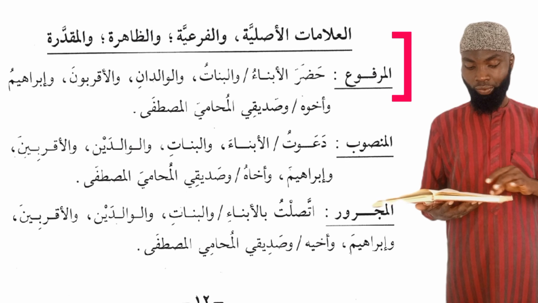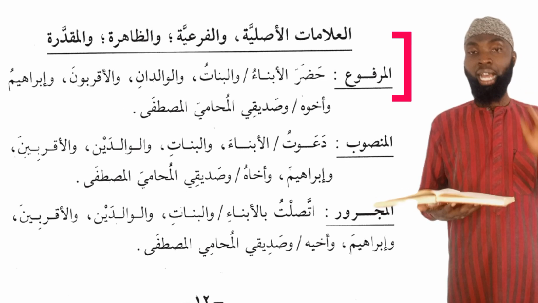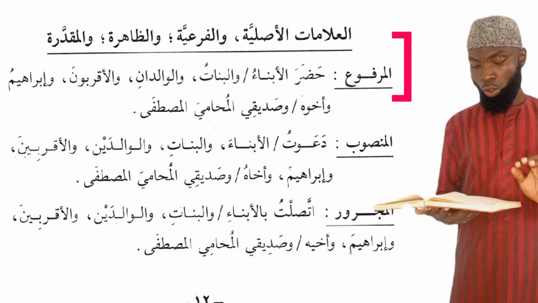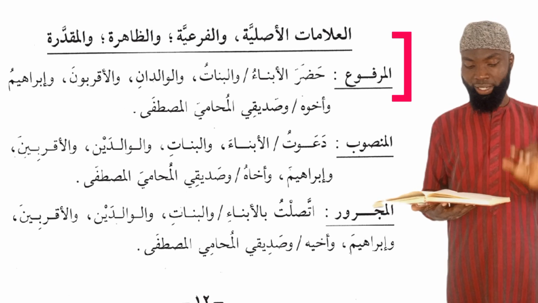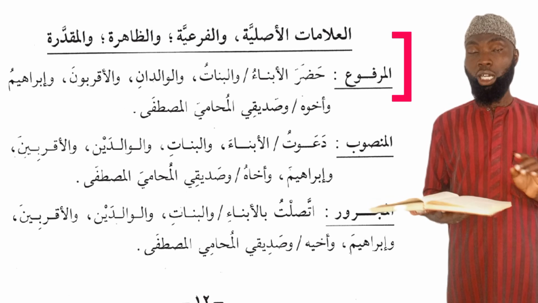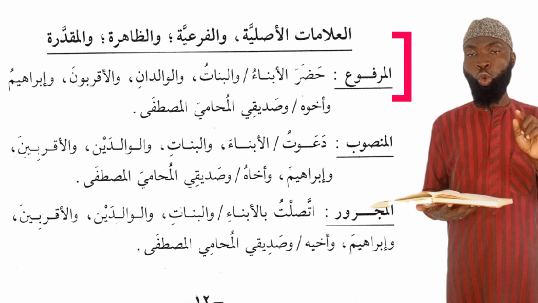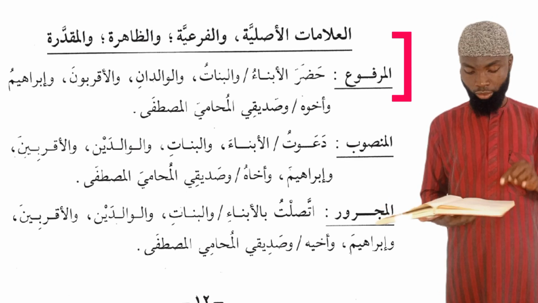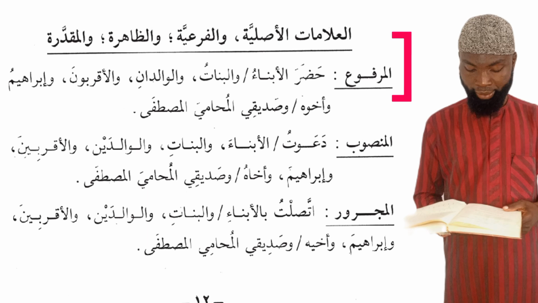You can see all of these words, they are coming as the subject of the sentence, and therefore they carry dhamma, except for few of them, like what? Walidani. Here the sign of alif is a sign that shows that this word is a subject, and al-aqrabuna, the sign of wa, Ibrahim, the sign of dhamma, akhuhu, the sign of wa, sadiqi, the sign is hidden, muqaddar. Al-Muhami, the sign is also hidden. Al-Mustafa, the sign is hidden.